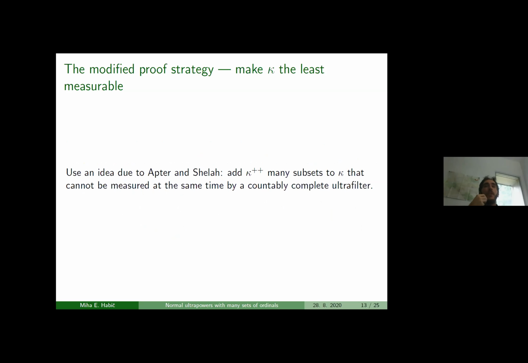So what you do is you find a paper by Arthur and Shelah where they have this method of adding kappa double plus many subsets to kappa in a very sneaky way, in a way so that these kappa double plus many subsets won't be able to be measured at the same time by any countably complete ultrafilter on kappa.